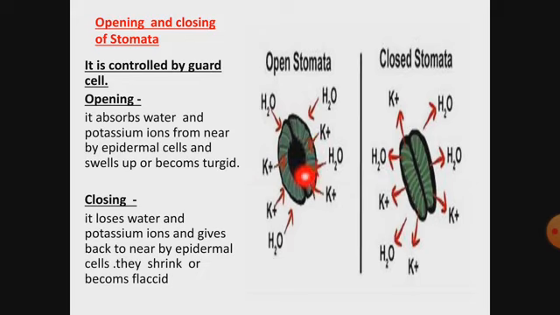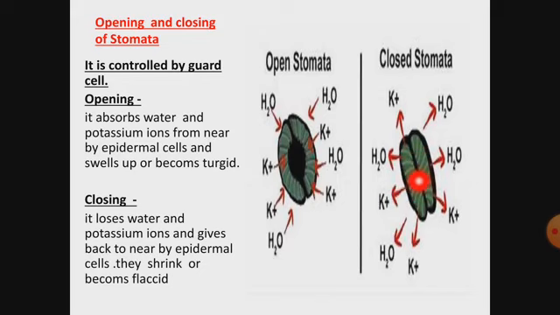Okay, but when they need to close, for example they don't want to lose water by transpiration and they want to close now, so what happens? Now again the same thing happens in reversal way. K ion, that is potassium ion, and water, they move outside from the guard cell. Now they come to the epidermal cells. Okay, and the stomata closes.